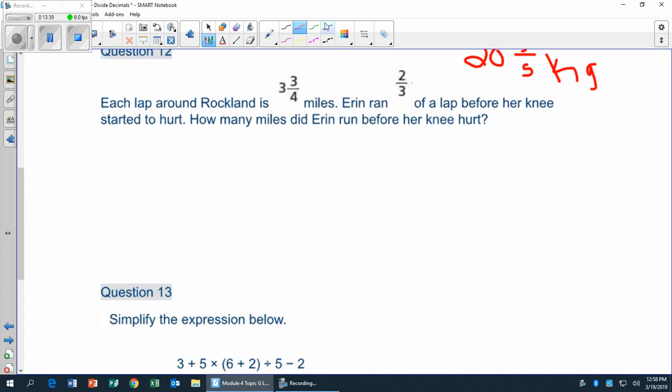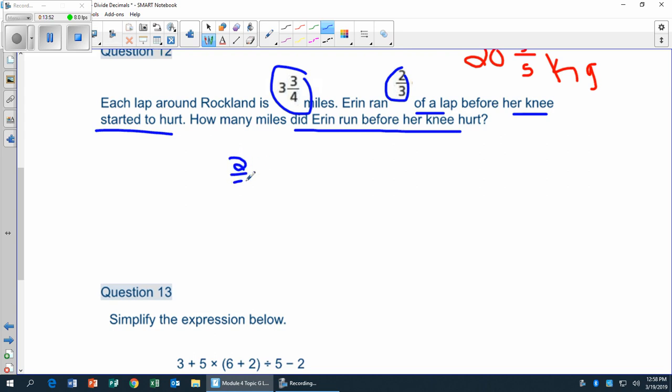Each lap around Rockland Lake is 3 3/4 miles. Erin ran 2/3 of a lap before her knee started to hurt. How many miles did Erin run before she got hurt? So she ran 2/3 of a lap, and a whole lap is 3 3/4 miles. But once again, we see it's a mixed number, so we need to change it to an improper fraction in order to solve it.